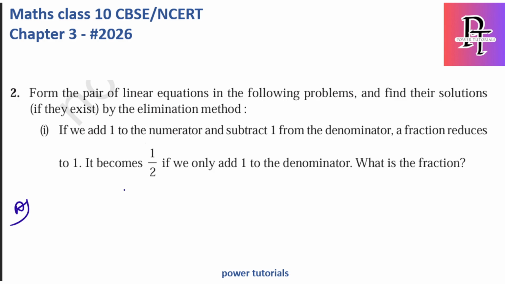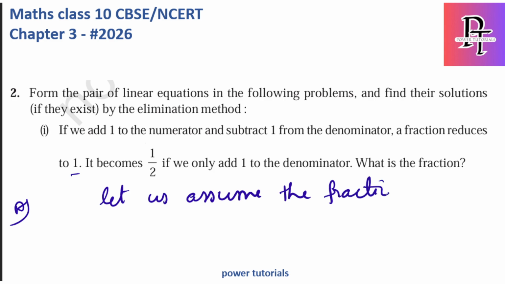Form the pair of linear equations in the following problems and find the solutions if they exist by the elimination method. If we add 1 to the numerator and subtract 1 from the denominator, the fraction reduces to 1. It becomes half if we only add 1 to the denominator. What is the fraction? Let us assume the fraction as x by y.